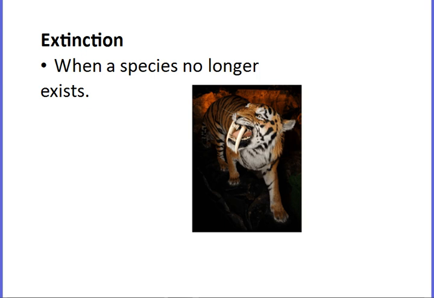Extinction is when a species no longer exists. It's the process of a species going out of existence. When an organism has no more members alive on Earth, it's considered to be extinct. Once something is extinct, it can never come back. It's gone for good.